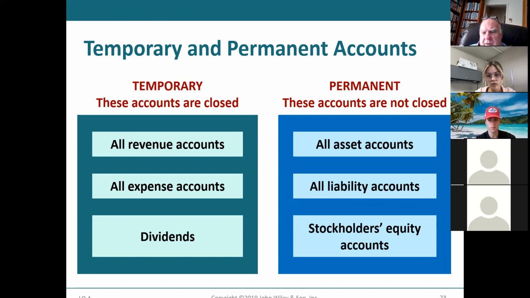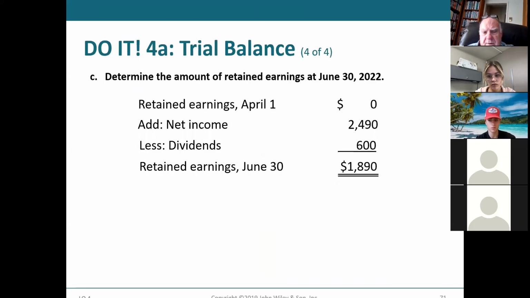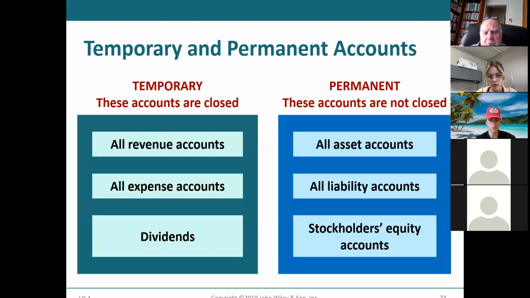Now, what do we mean by closing? We have to take that net income of $2,490 and move it out of the expenses and revenues into retained earnings. That's the mechanism. The closing entries are the mechanism to move the net income into your equity account. And it's fairly simple, as long as you understand why we're doing them.